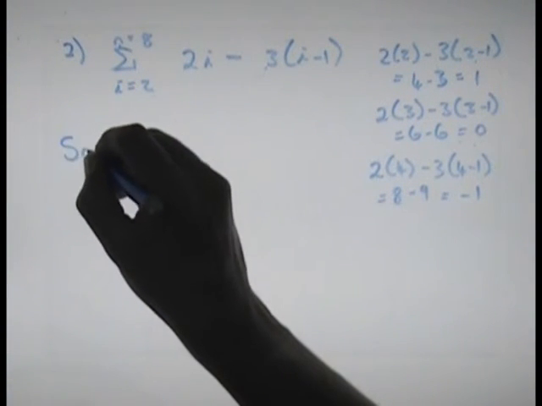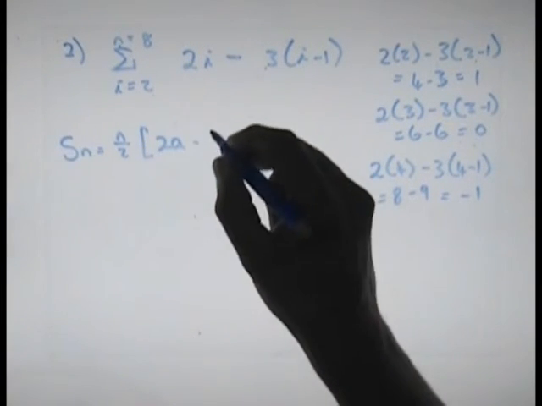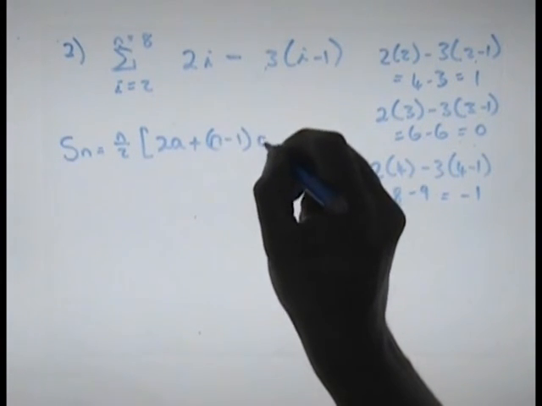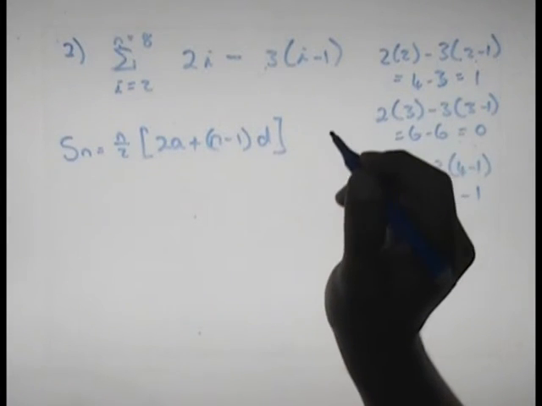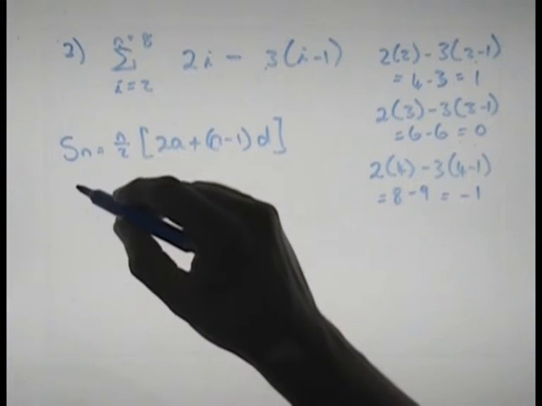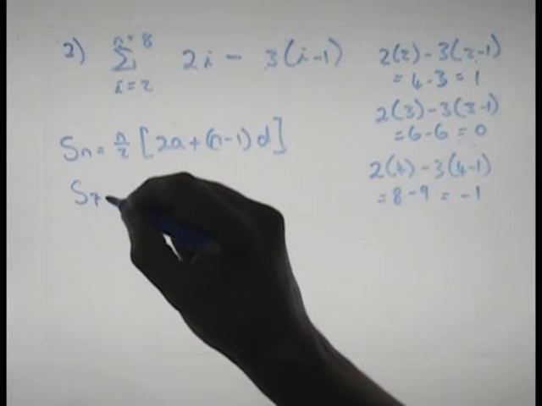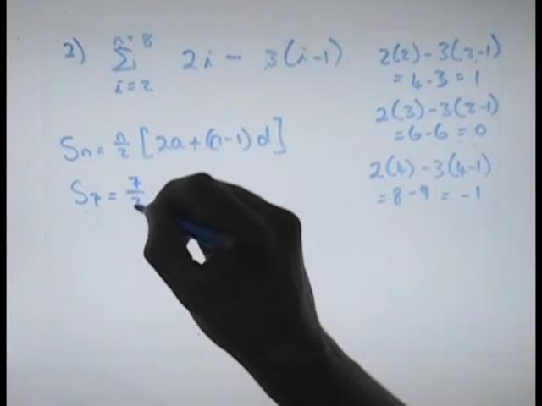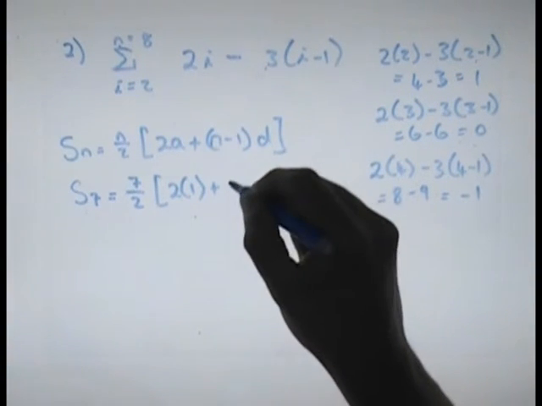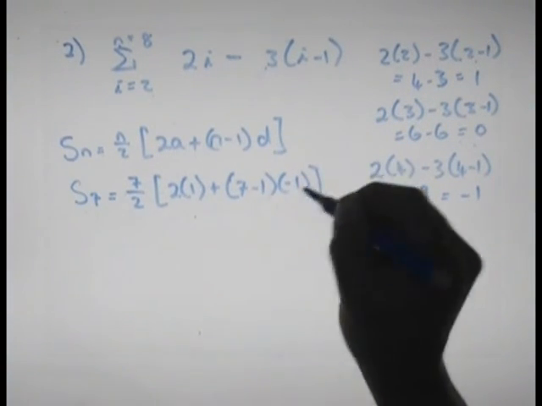The formula we're going to use is Sn is equal to n over 2 times 2a plus n minus 1 times the common difference. How many terms are we looking for? We are looking for the sum of 8 minus 2 is 6 plus 1, 7. Sum of 7 terms, so that would be 7 over 2, 2a, which is 2 times 1, plus 7 minus 1 times the common difference of negative 1.